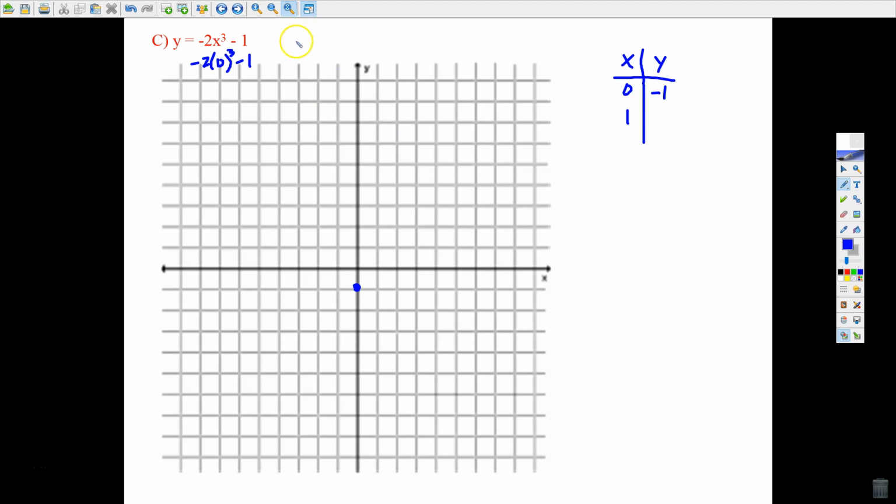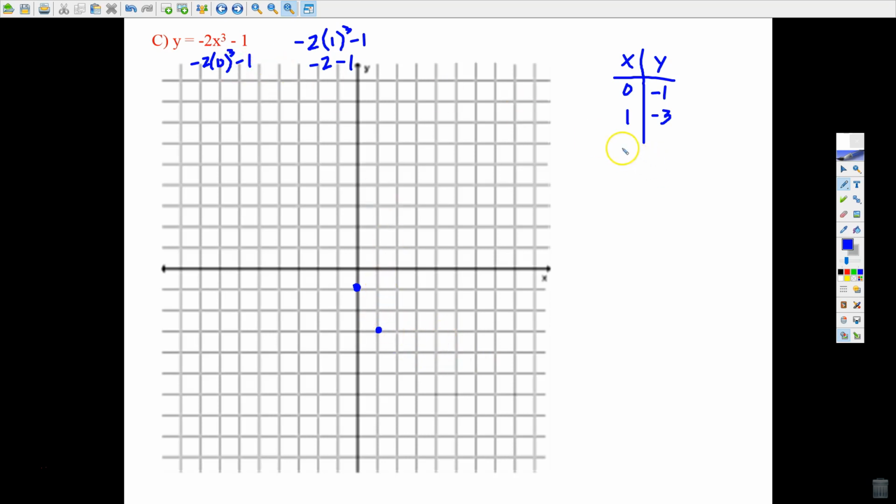What about positive 1? Negative 2 times 1 cubed minus 1. So remember, PEMDAS says you do the exponent first. 1 cubed is 1. 1 times negative 2 is negative 2. And then you do negative 2 minus 1, and that's negative 3. So I get the point 1, negative 3.